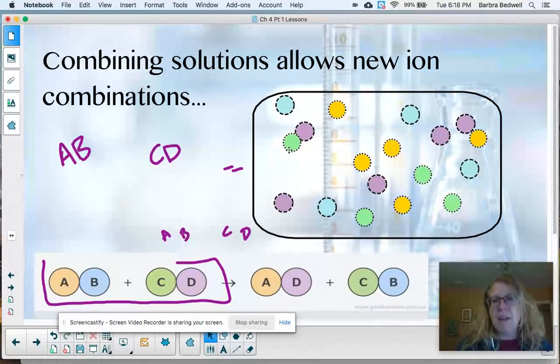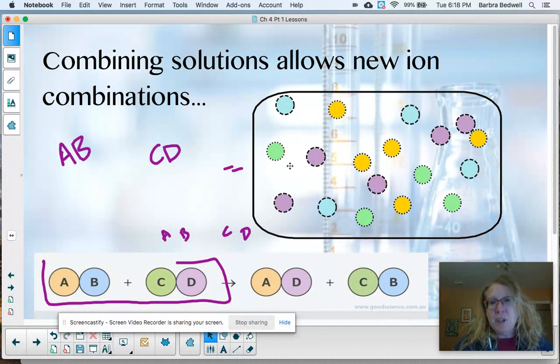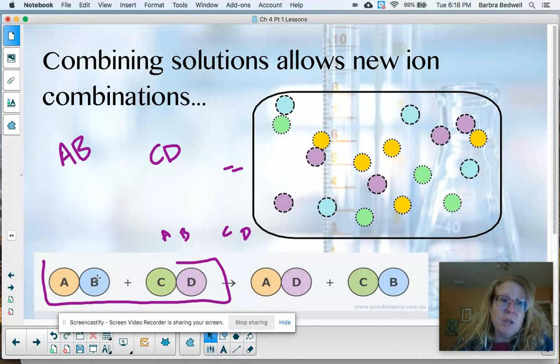So even if they come together, they'll be together for a second and then they'll bounce apart. But it could happen that new ion combinations occur. Now, this ion combination that we have here did not exist in the original solutions. Remember, it was A and B together and C and D together. So it was yellow and blue and green and purple. Now we have some new combinations.